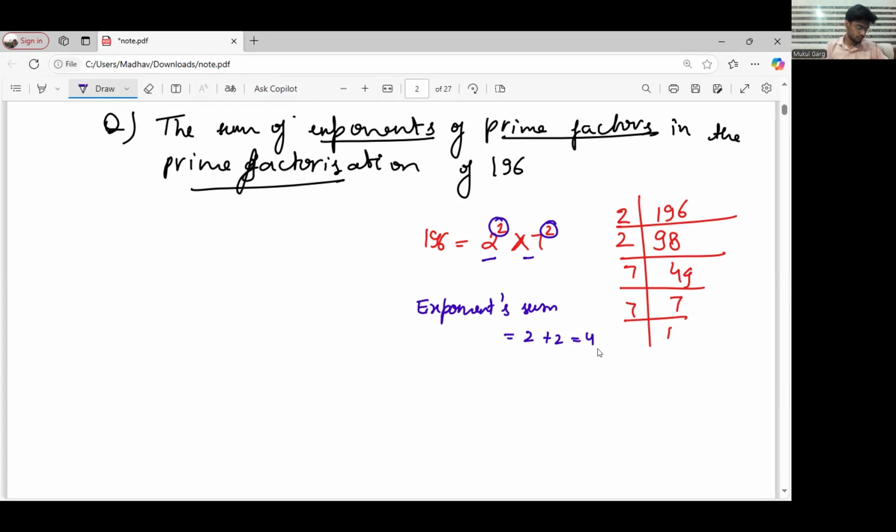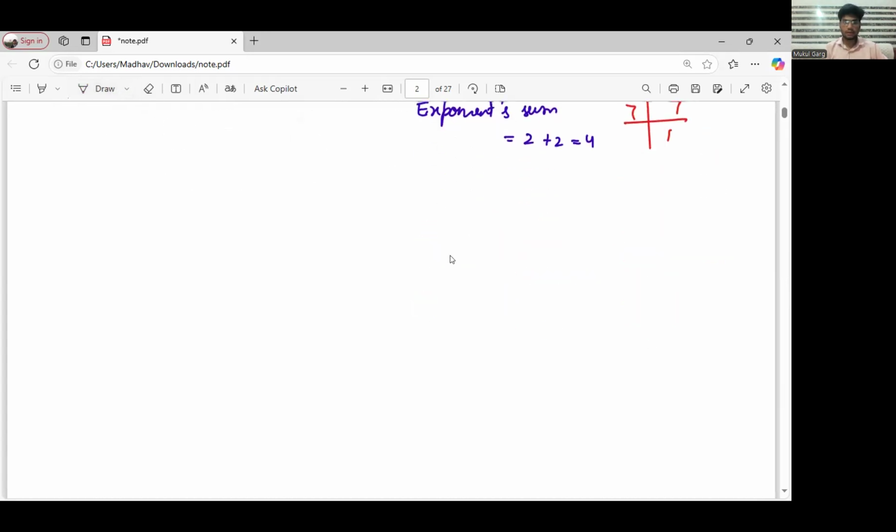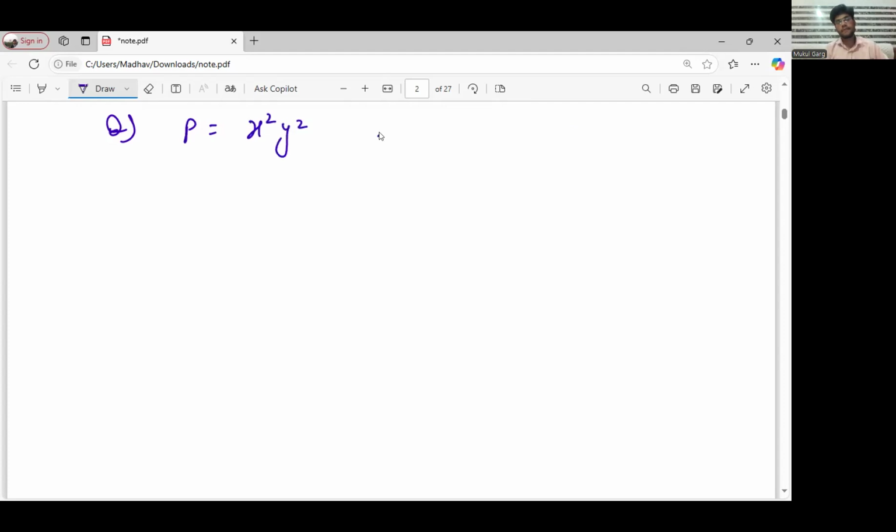Now, another question we are going to do. Here we go. See, this is the question we have. Let me write down this question here. This is again an important question. The question says, if two positive integers p and q are written as, दोनों p और q positive integers हैं, p is x square y square, and q is written as x y cube, where x and y both are prime numbers. ये prime factorization है मतलब इनका. So we need to find out the HCF of p and q.